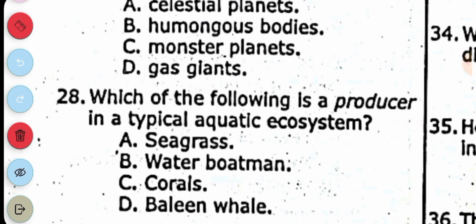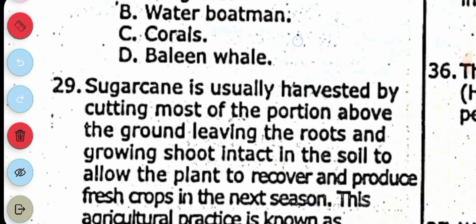28. Which of the following is a producer in a typical aquatic ecosystem? A. Seagrass, B. Water boatman, C. Corals, D. Baleen whale. The answer to question 28 is A. Seagrass.